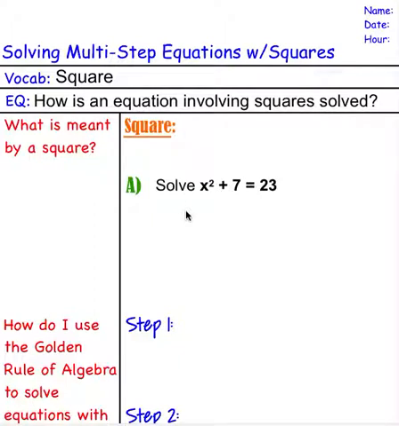Welcome back. Today we are moving one step further. This is day 4 of 6 for learning target 9. And we are working today with solving multi-step equations with squares.